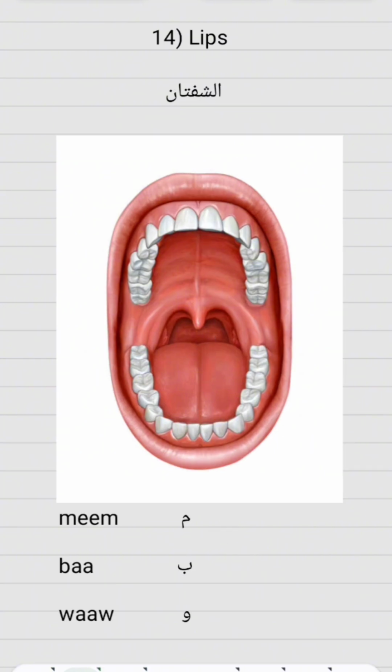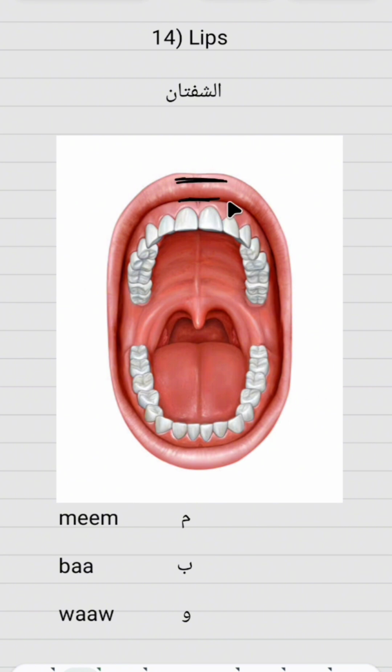The next pronunciation is using the two lips, the meeting of the two lips, right? الشفتان means lips. So shafa for one lip, shafatan for two lips. The meme, the ba, and the wow all come from the lips, right? Like I said in the previous slide, we have the wet part, which is on the inside, and we have the dry part, which is on the outside.